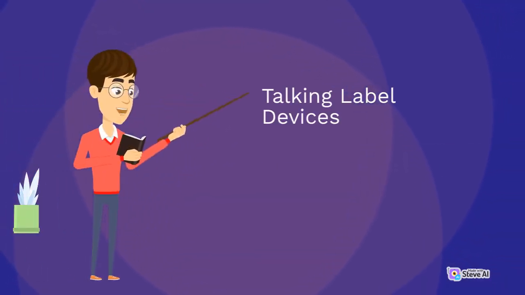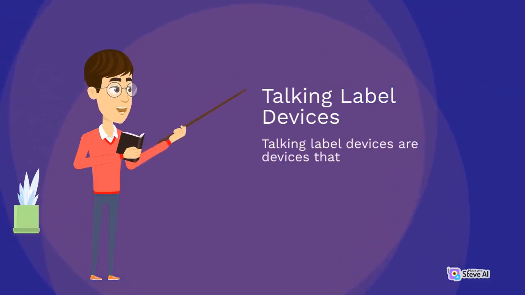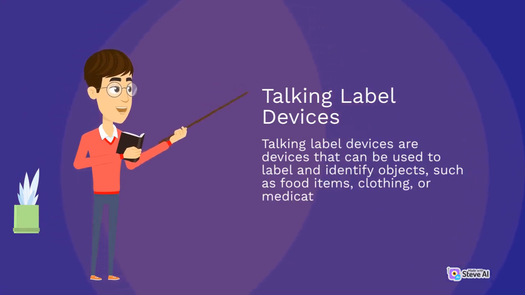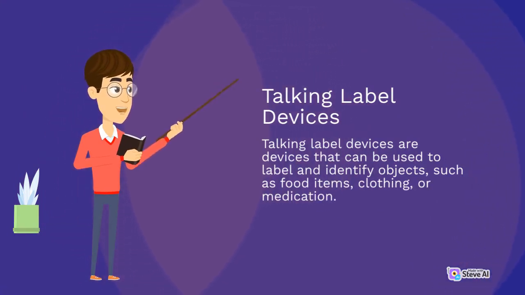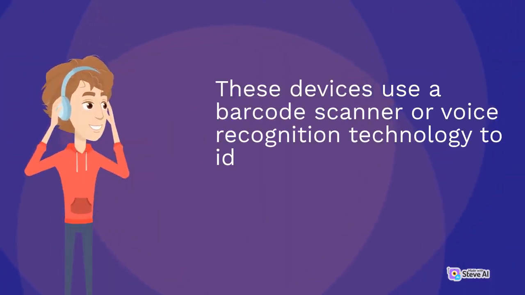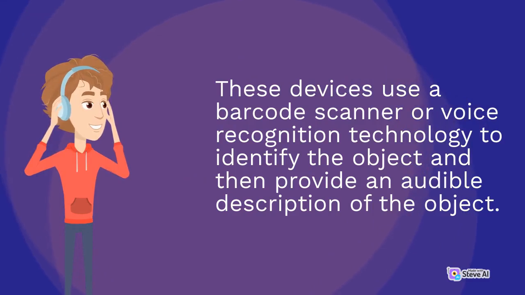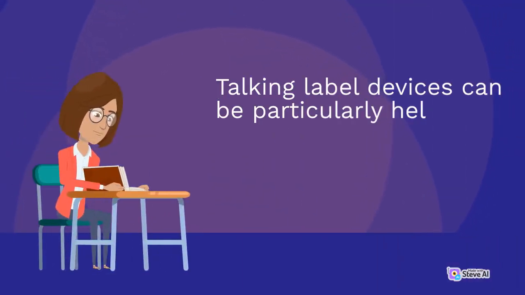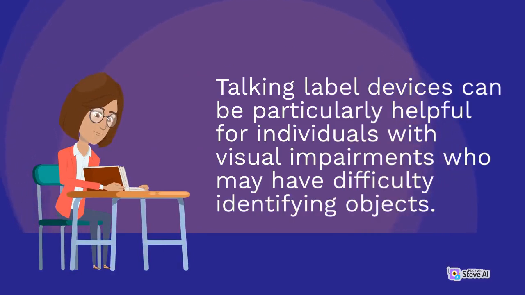Talking label devices. Talking label devices are devices that can be used to label and identify objects, such as food items, clothing, or medication. These devices use a barcode scanner or voice recognition technology to identify the object and then provide an audible description of the object. Talking label devices can be particularly helpful for individuals with visual impairments who may have difficulty identifying objects.